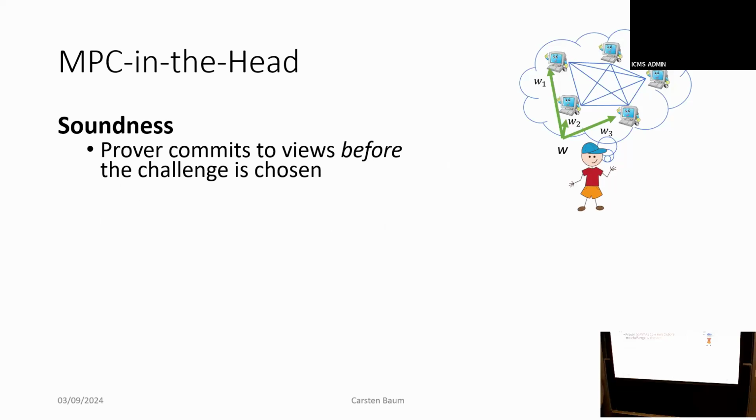The trick about the soundness is that the prover has to decide which parties will cheat before it knows which parties the verifier is going to look at. And this is what we're going to use in order to prove soundness or even knowledge soundness of this protocol. Because the prover runs the MPC in its head, commits to the views, sends off the views, and only then the verifier decides which views to look at. Okay.